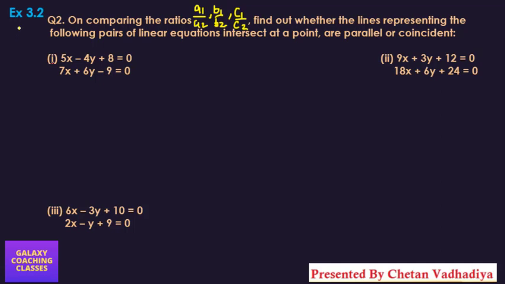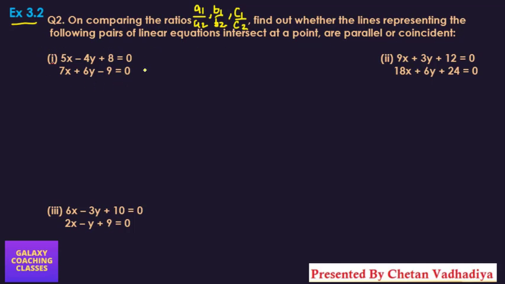Hello friends, my name is Chetan Vadadia and today we are going to solve CBSE class 10th maths exercise 3.2 question number 2 on comparing the ratios A1 upon A2, B1 upon B2 and C1 upon C2. Find out whether the lines representing the following pair of linear equations intersect at a point, are parallel or coincident.